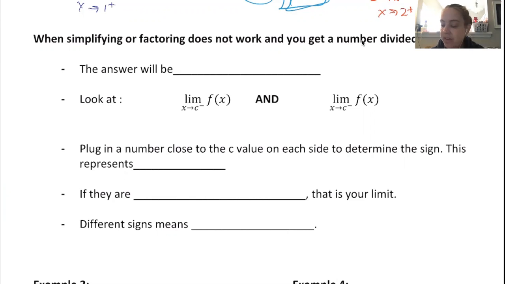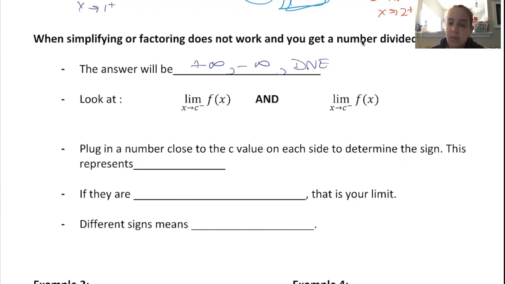We're going to talk about infinity today. So for that first set, if I have a number divided by 0, the answer will be either positive infinity, negative infinity, or does not exist. I'm going to tell you how to tell the difference.